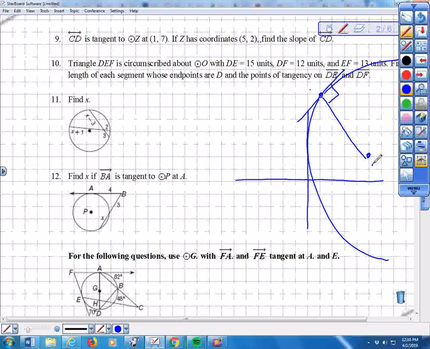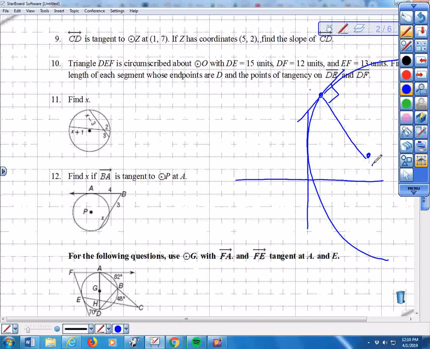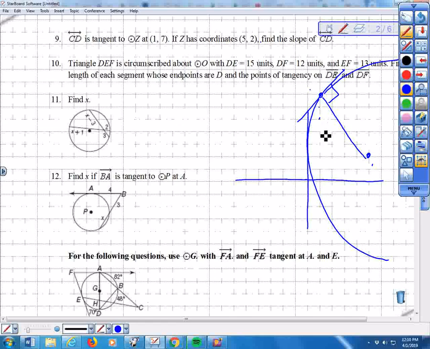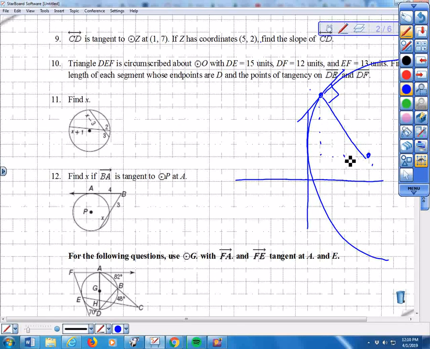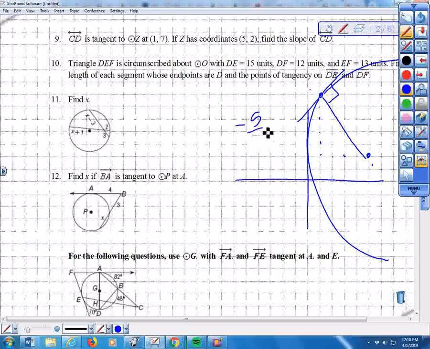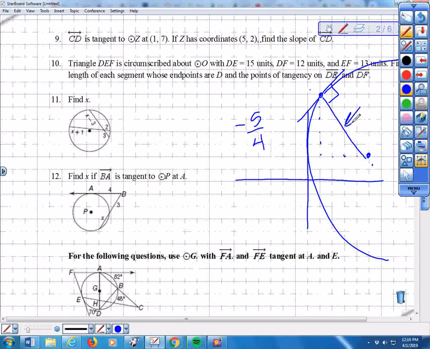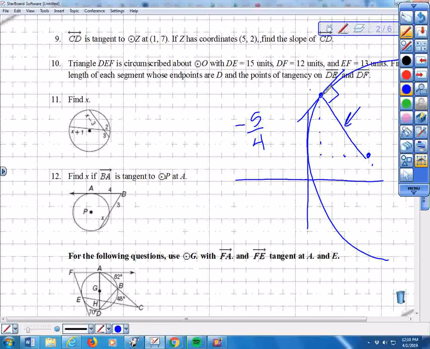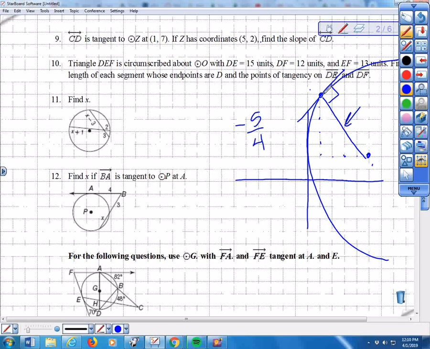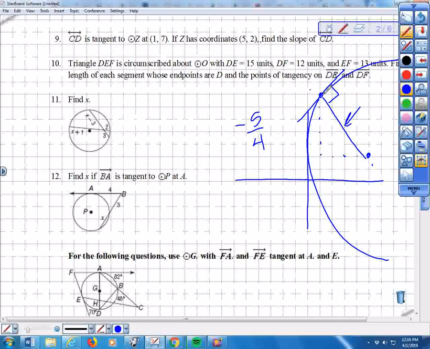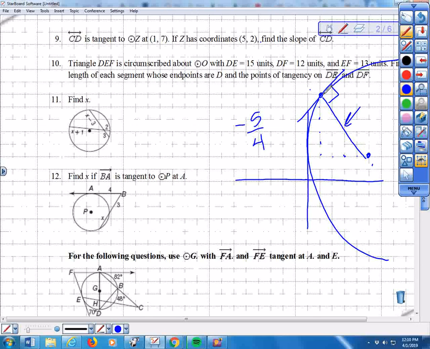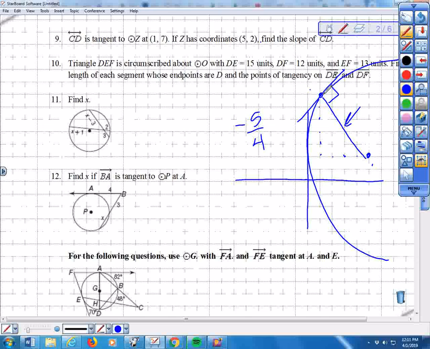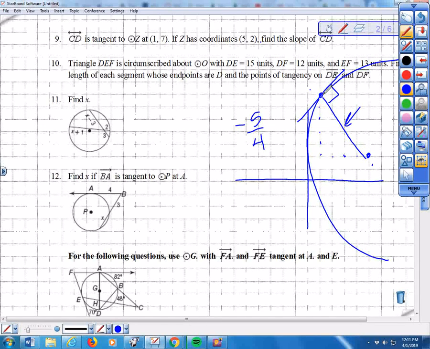Opposite reciprocal. So what I'm going to do is find the slope of this line, and it is down 5 over 4. So the slope of this line is negative 5/4, which means the slope of this line is positive 4/5. So that's the slope of line CD. That makes sense? The key here is recognizing that a tangent line is 90 degrees to the radius. Okay, and then remembering what your perpendicular slope rules are.